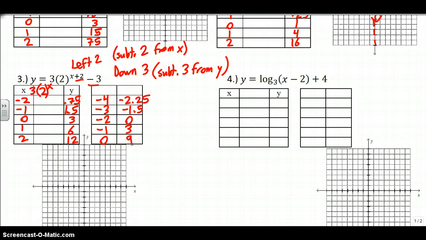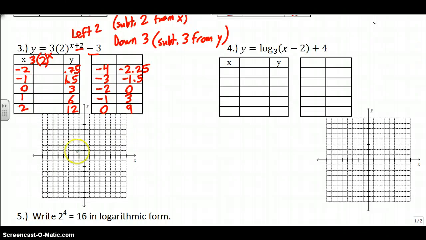Okay? Graph that, and we're good to go. Negative 4, negative 2.25, something like that right there. Negative 3, negative 1.5. Negative 2, 0. Negative 1, 3. 0, 9 is a little bit off our graph.